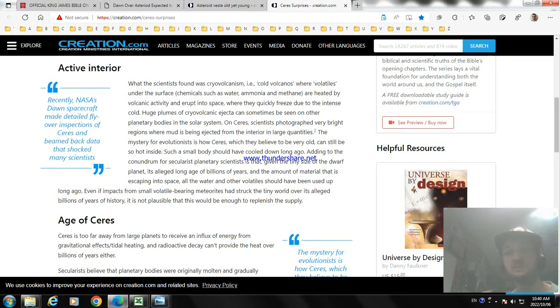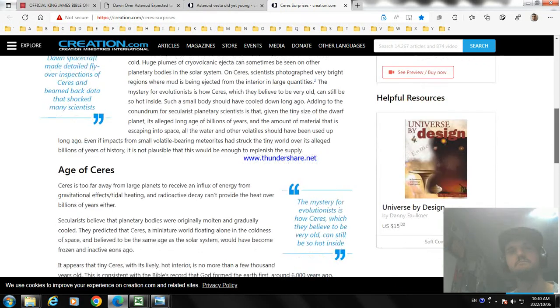The amount of material escaping to space means all the water materials should have been used up long ago. But in fact, scientists say meteorites have struck the tiny world over these billions of years of history. It's not plausible that this would be enough to replenish the supply.